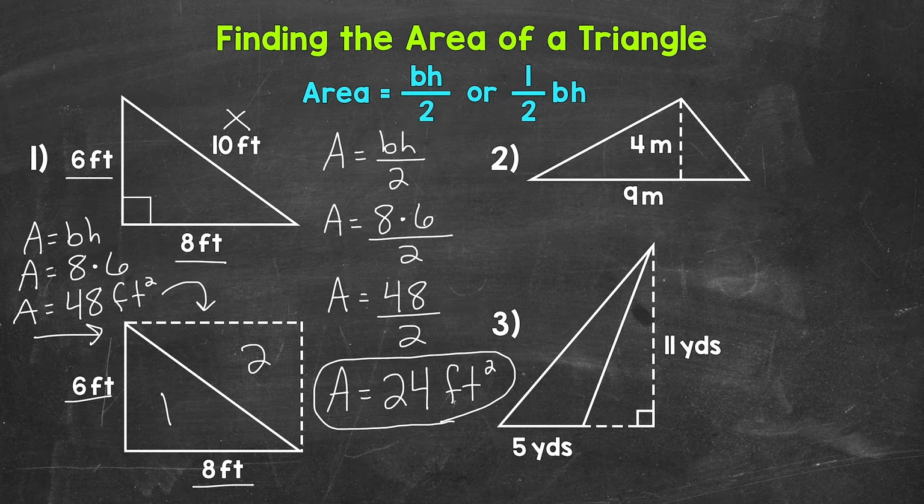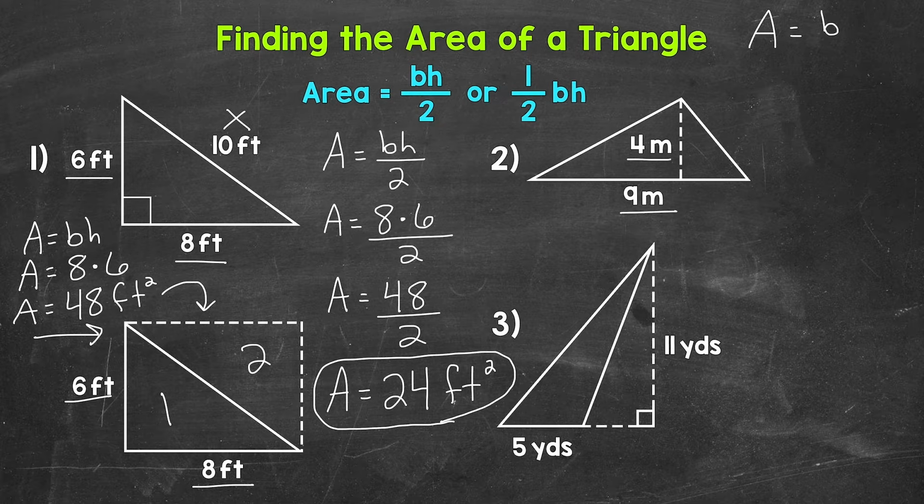Now we can see that the triangle is exactly half of the rectangle. So we can take half of the area of the rectangle to get the area of the triangle. So that's why we take half, either by dividing by 2 or multiplying by 1/2. Let's move on to number 2, where we have a triangle with a base of 9 meters and a corresponding height of 4 meters. So let's write our formula here.